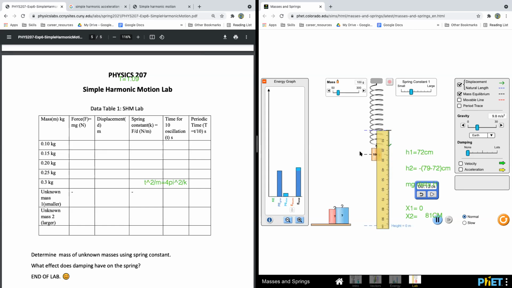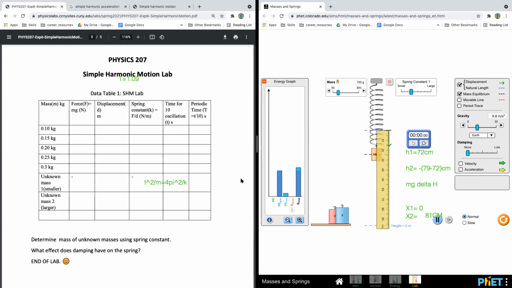So you have the displacement. You just measure this displacement, and then you can calculate the spring constant by mg over x. So you have a spring constant. And for the periodic time, you just use the timer to measure 10 oscillations, and the periodic time is that time divided by 10. Then you measure these two unknown masses by using the spring constant, because from here the spring constant will be very similar, and then you use the average.